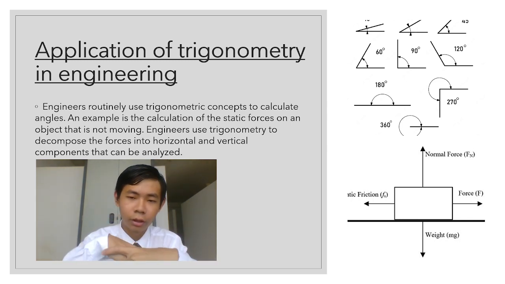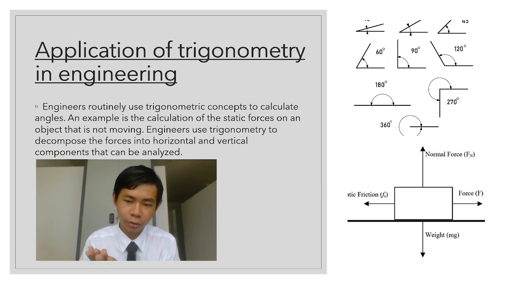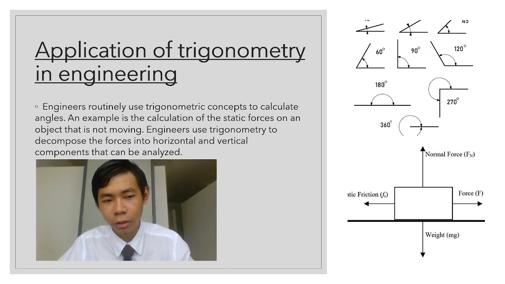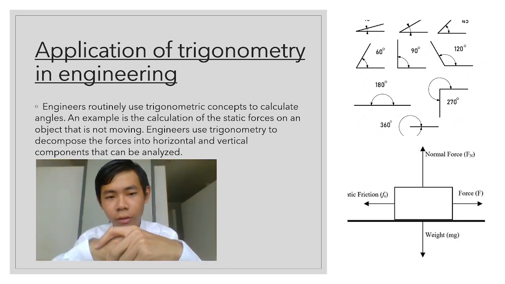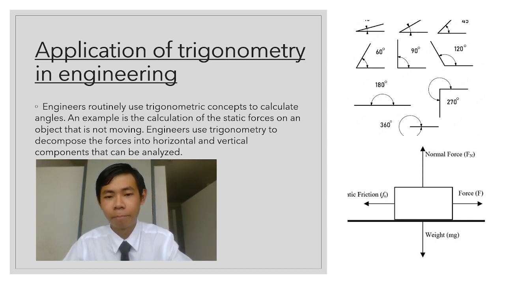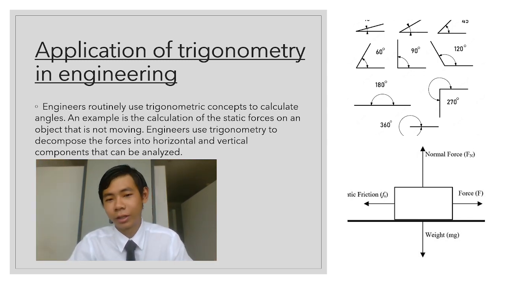This can avoid collision with other planes, because if they know the way that the aircraft turns, they can avoid crashing into it. So this is how trigonometry helps in engineering, by avoiding collisions of the many aircraft flying in the sky today.